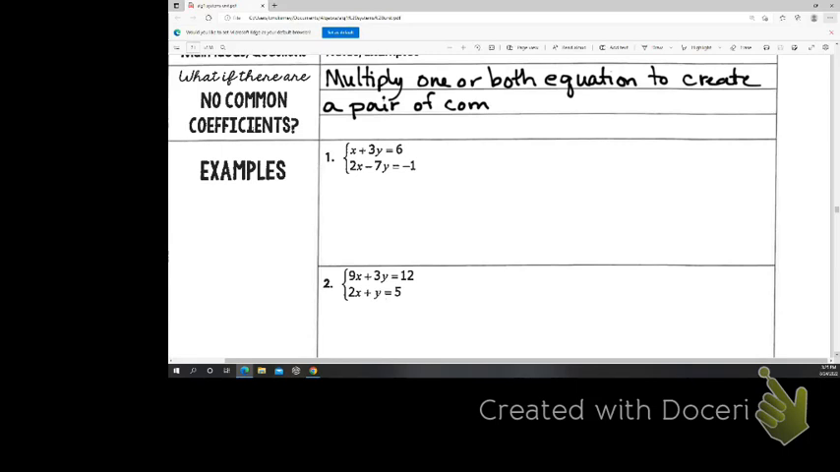And I would suggest that you go ahead and create those common coefficients to be opposites. So not just 4 and 4, but like 4 and -4, 2 and -2. Because then you don't have to worry about subtraction. Then you can always treat it as addition.